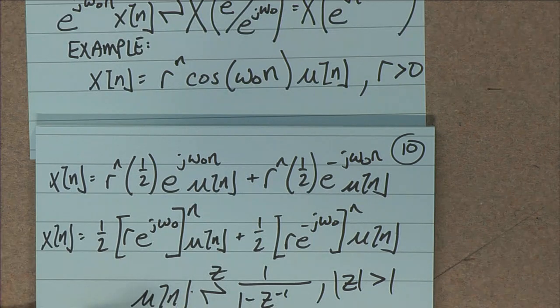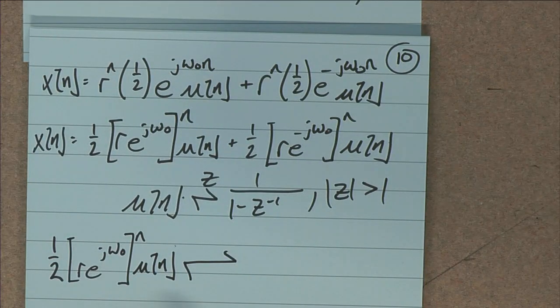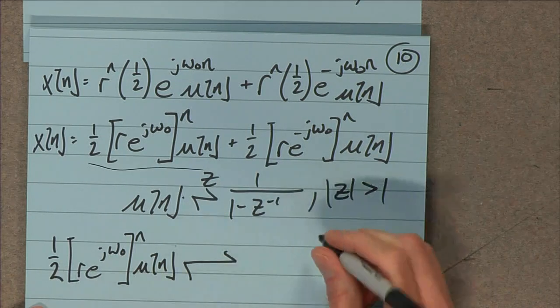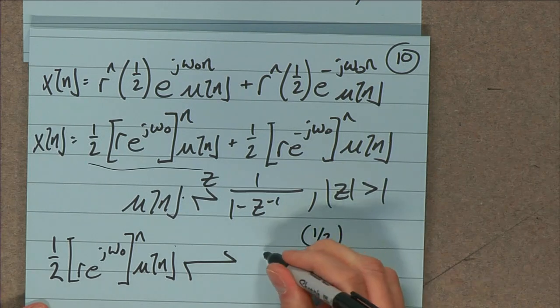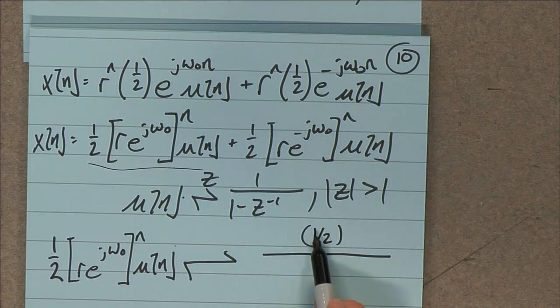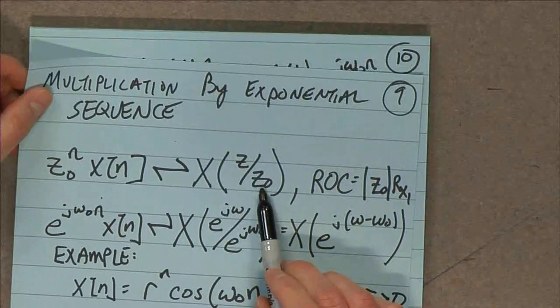So we've got 1/2 omega naught n and u of n. What is that going to convert to? We're going to do it one term at a time, starting with that one. Well, luckily we know it's linear, so first thing I can do is just put this 1/2 up here. That's good. We also know that this is going to be of the form 1 over 1 minus z inverse. But we also know that z is going to be scaled based on this property by z naught.